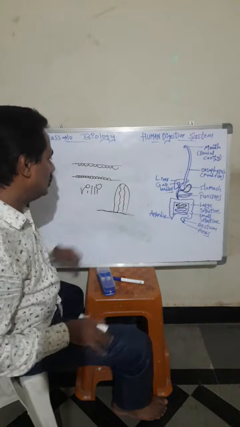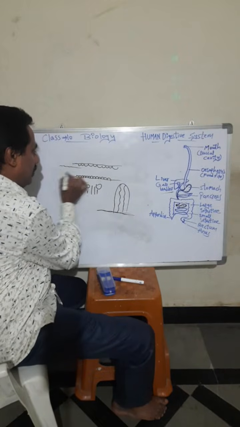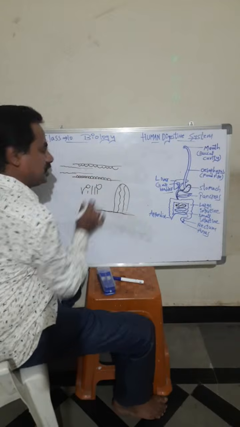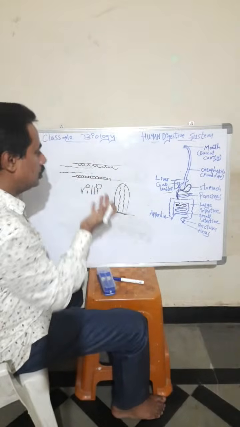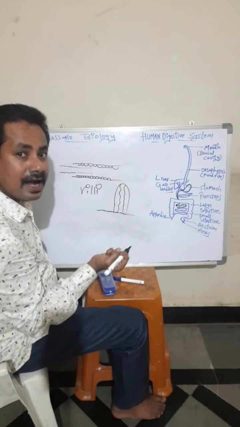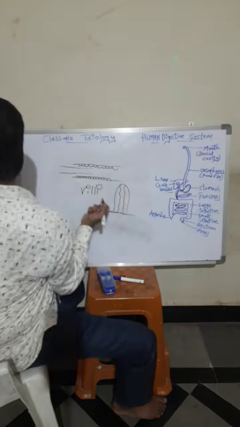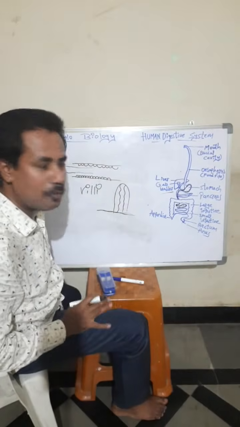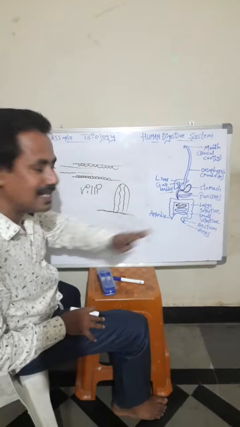Okay, so food will be coming here. Completely digested food will be coming. In that, glucose, fatty acids and glycerol and amino acids are absorbed and they are sent into the blood. Blood will circulate throughout the body. They will be sent to all cells.